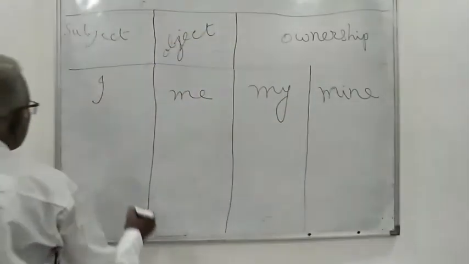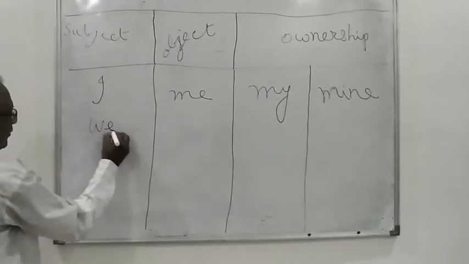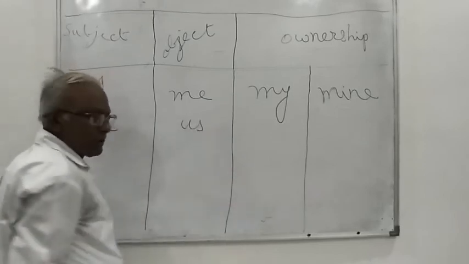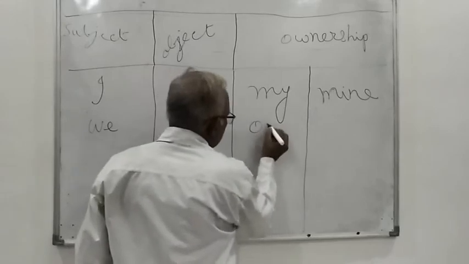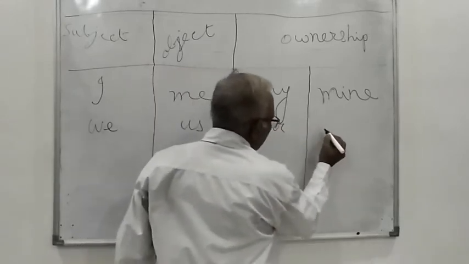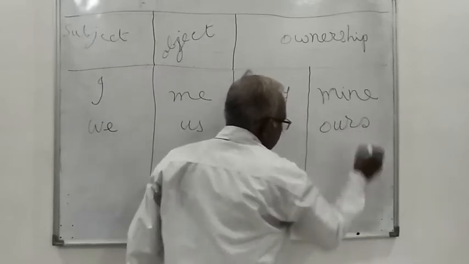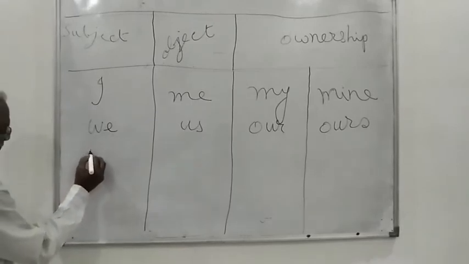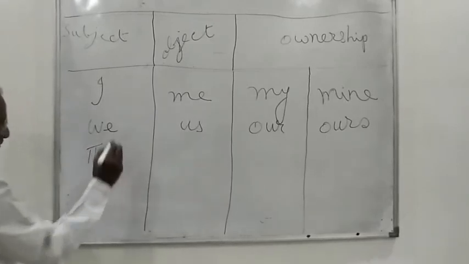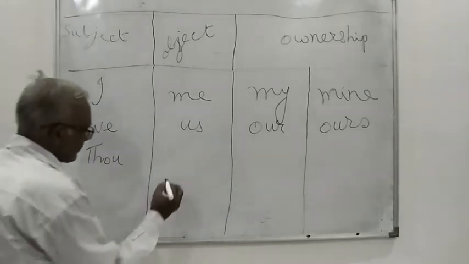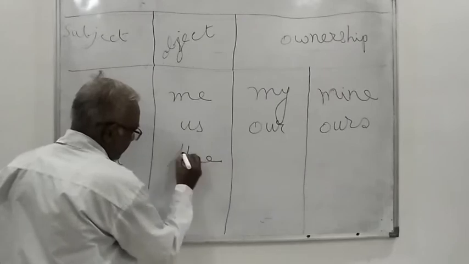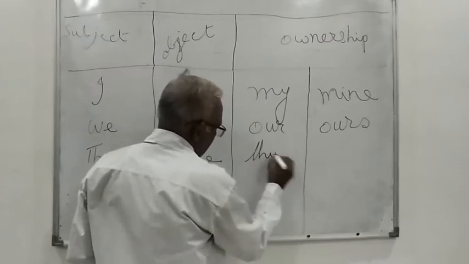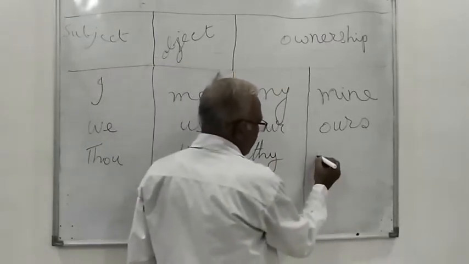Let's write them now. I, and then you have we. The corresponding object will be us, and ownership will be our, and sentence ending will be ours. We can similarly use the word thou, and the object will be thee. The ownership word will be thy, and sentence ending will become thine.